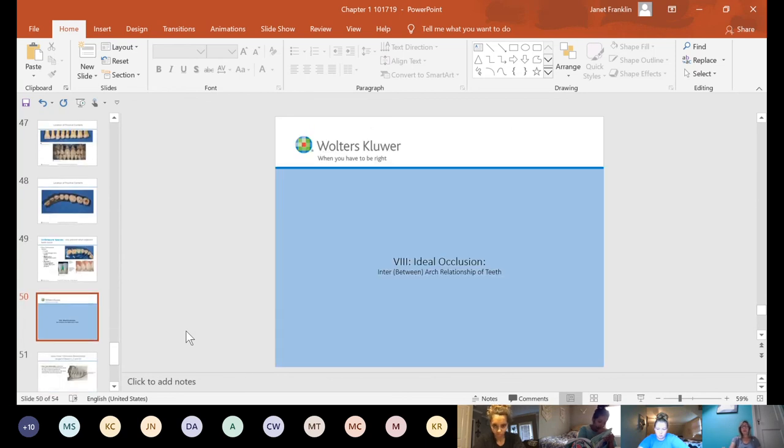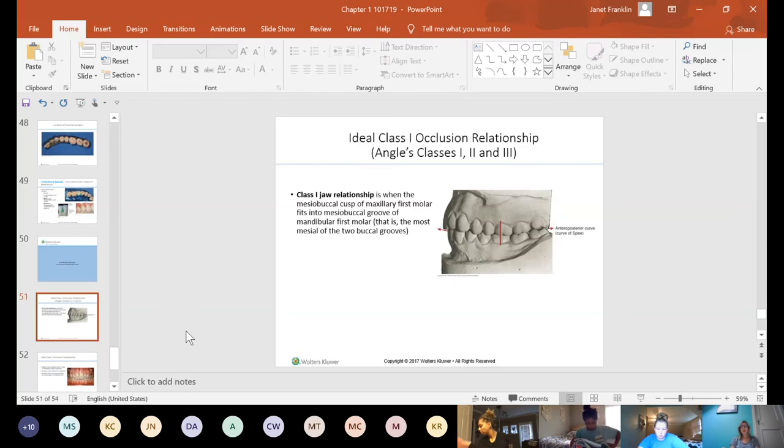Ideal occlusion, we're going to talk just a little bit about occlusion here. You are going to cover occlusion in probably every one of your classes. So your occlusion is the way your teeth are in relationship to each other when they're closed together. So we do them by classes, and it's called Angle's class, because Angle is probably the person who came up with this classification system. So you're going to have Angle class 1, Angle class 2, or Angle class 3.